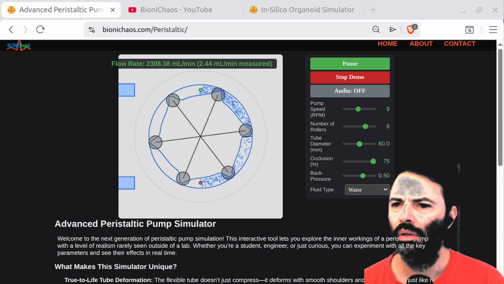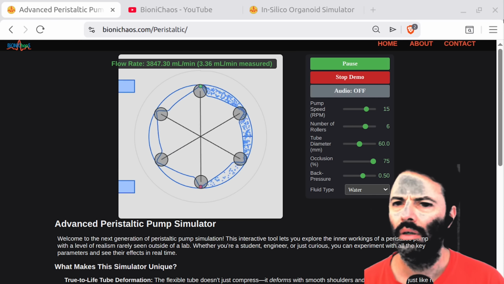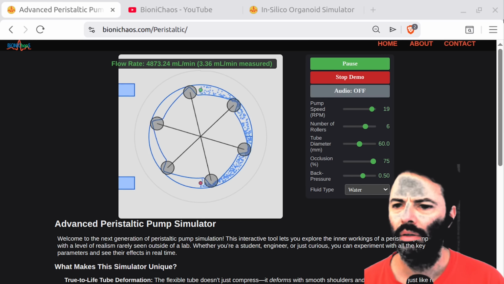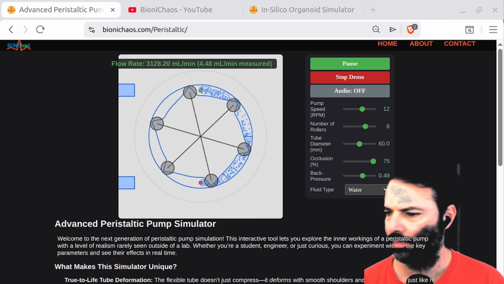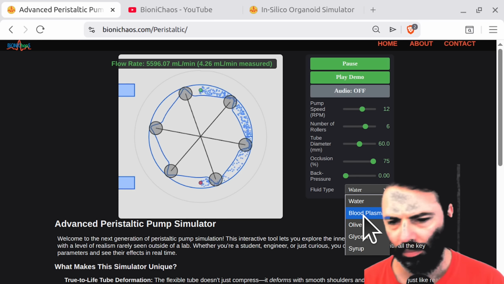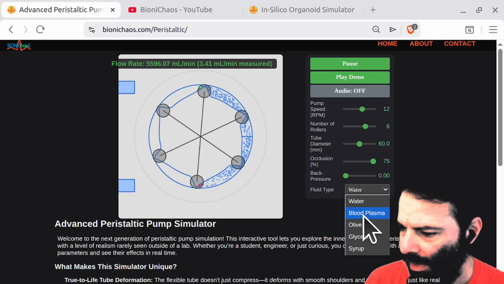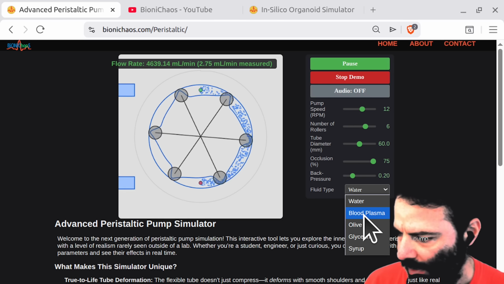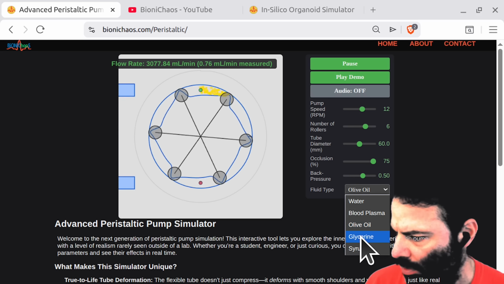Like what? It might not fully account for dynamic changes in fluid viscosity or long-term tube wear and fatigue, which are crucial in real-world biomedical settings. Wait, we can select a different fluid type. Does that help? Ah, yes.